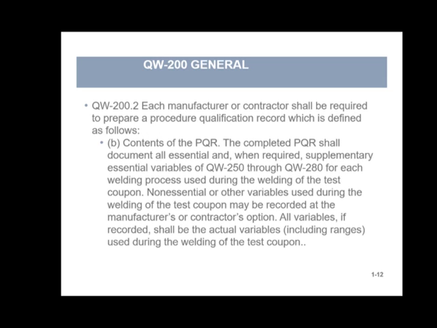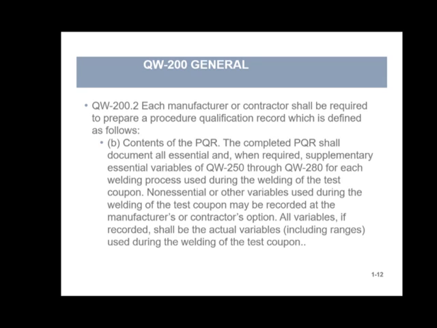QW 200.2. Each manufacturer or contractor shall be required to prepare a procedure qualification record, which is defined as follows. Contents of the PQR. The completed PQR shall document all essential and, when required, supplementary essential variables of QW 250 through QW 280 for each welding process used during the welding of the test coupon. Non-essential or other variables used during the welding of the test coupon may be recorded at the manufacturer or contractor's option. All variables, if recorded, shall be the actual variables, including ranges used during the welding of the test coupon.